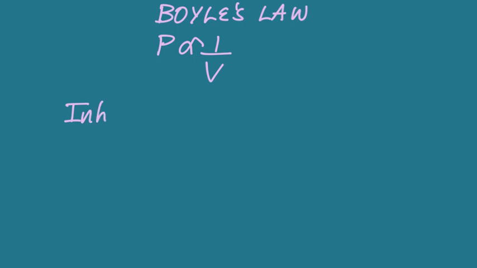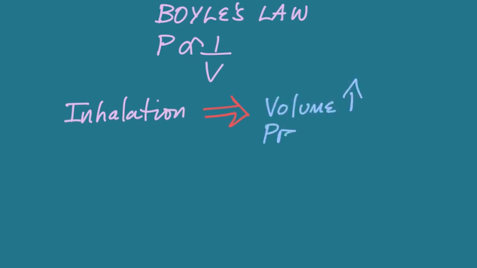Boyle's law basically states that pressure is inversely proportional to volume. So when volume increases, pressure decreases. During inhalation, the volume in the thoracic cavity increases, and as a result, the pressure in the thoracic cavity goes down, and this allows the air to move in from the outside down the pressure gradient.